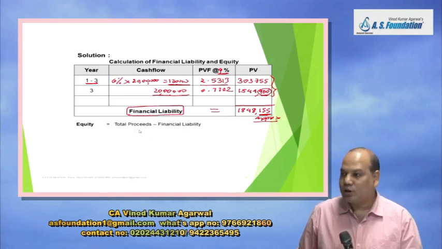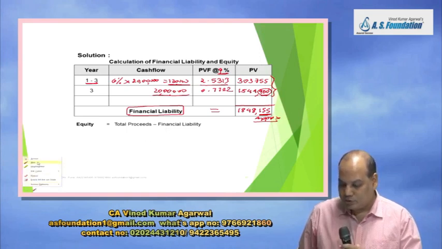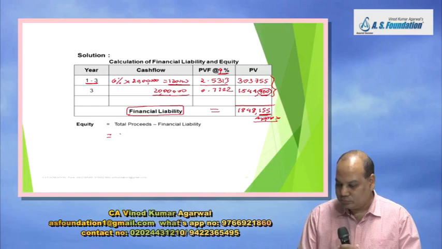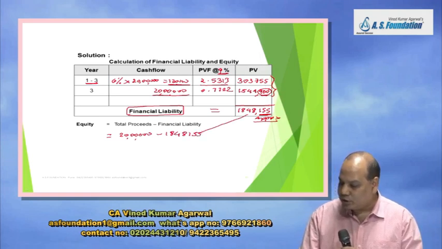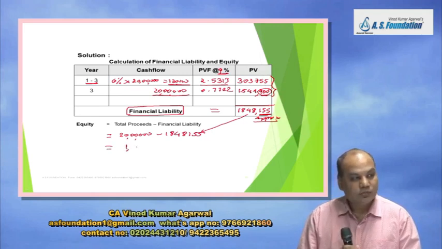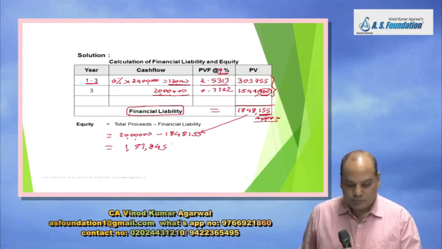Equity equal to total proceed minus financial liability. So how much is total proceed? 20 lakh, 2 million, minus 1,848,155. Whatever amount you have written here, you write here. So the difference is how much? 1 lakh 51,845. This is the value of equity.